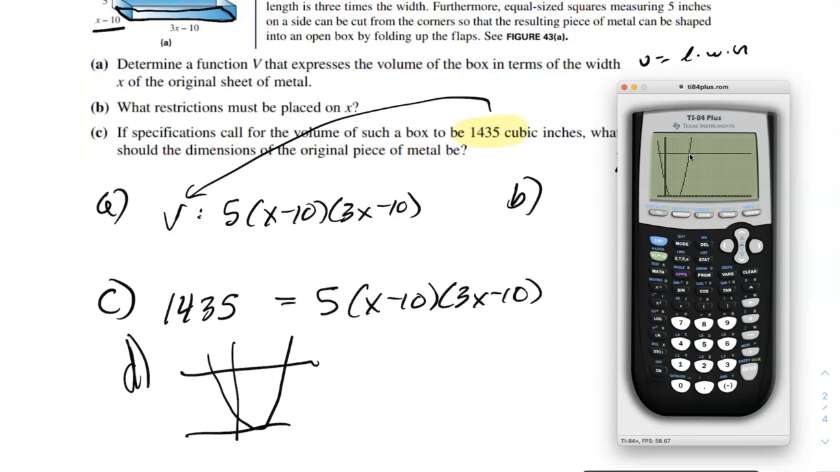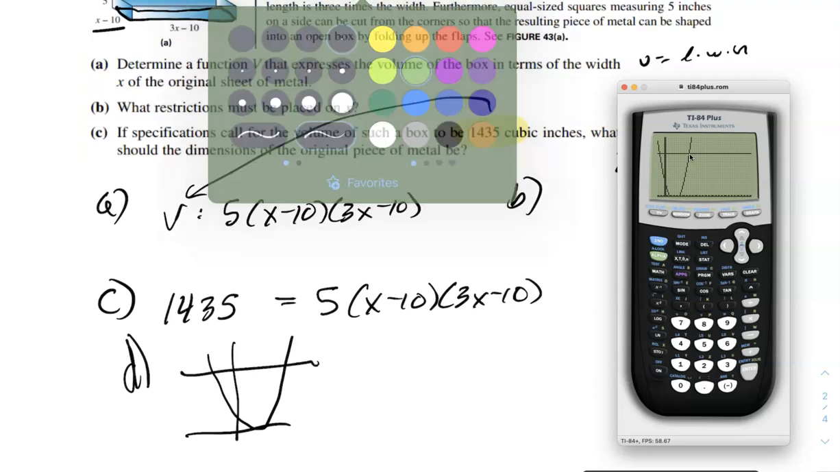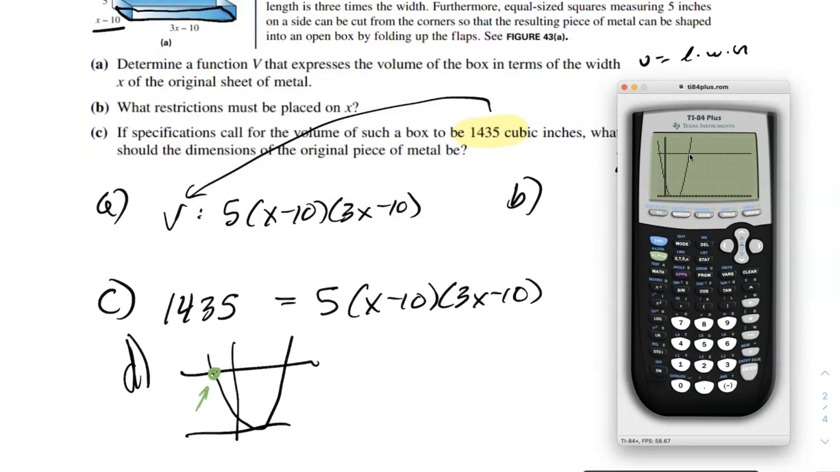Now there's two x-intercepts. There's one right here. That's going to be negative, so that's not a solution. And then we have this one that's positive. That's the one we want. Right, so we want the positive answer because, again, our x, you can't have a negative side. So all we're going to do is find the intersection of this one right here. My mouse is not working with me right now. There we go, that guy.